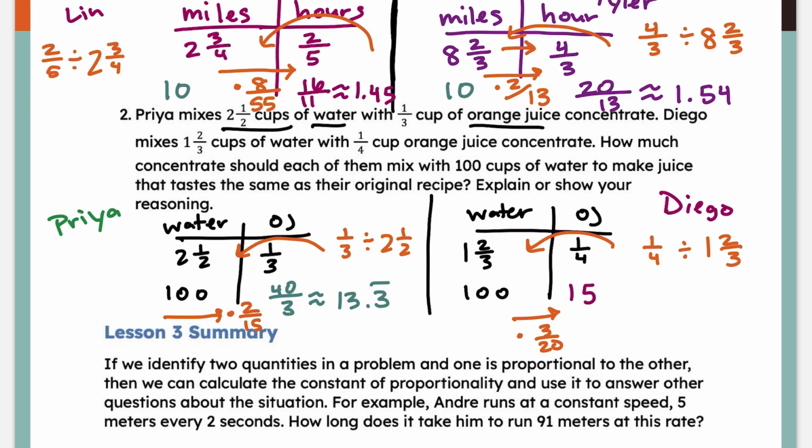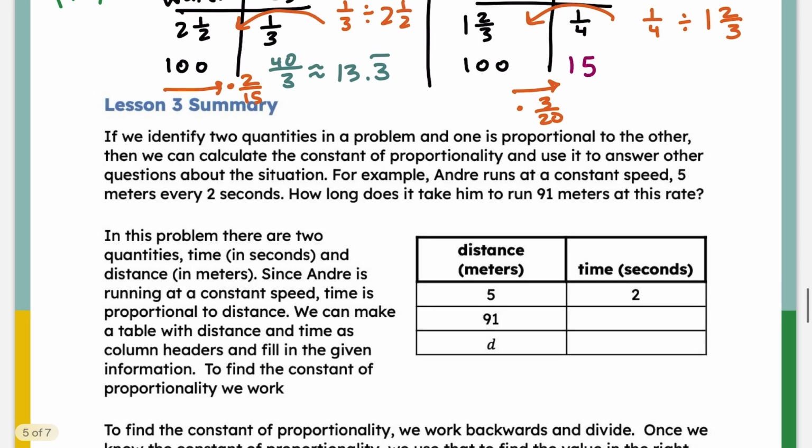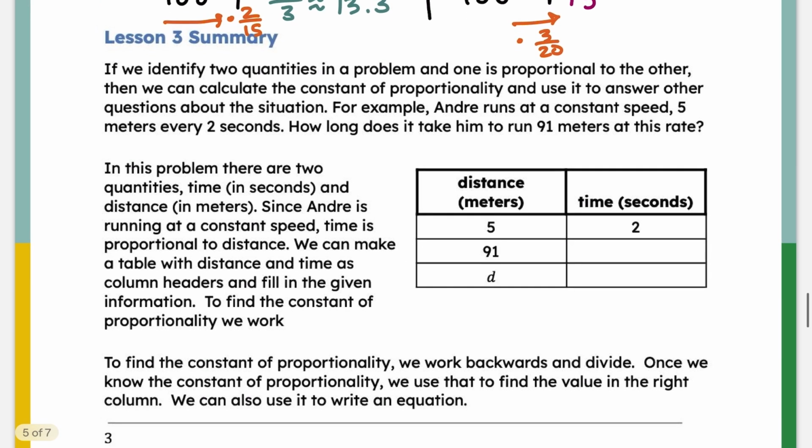Here are the key takeaways from today's lesson. If we identify two quantities in a problem, and one of them is proportional to another, that just means if we identify that this is a proportional relationship, then we can calculate the constant of proportionality and use it to answer other questions about the situation. We can see the example below.